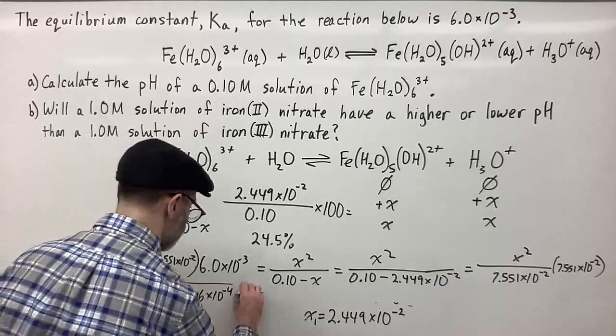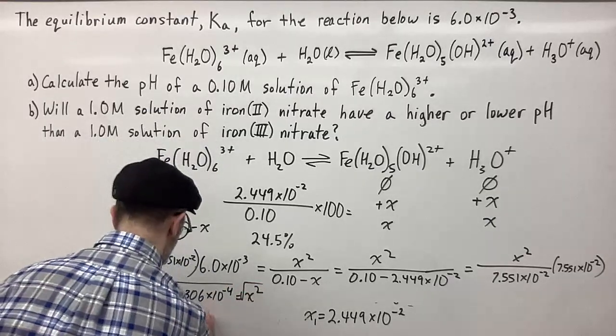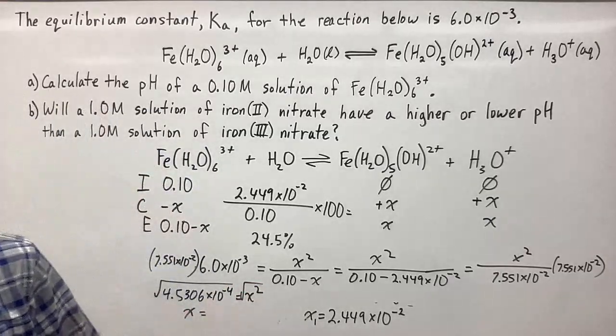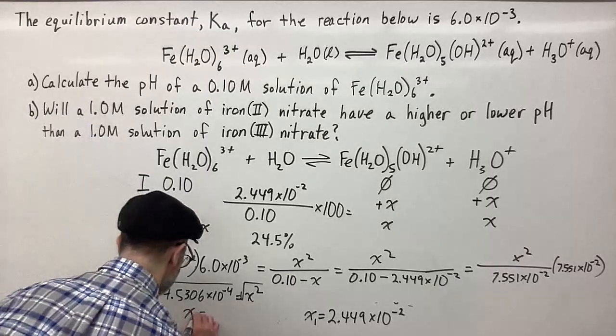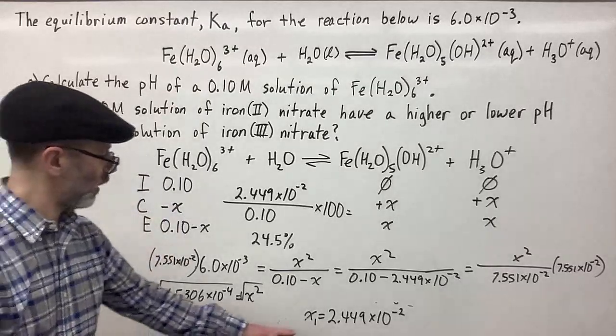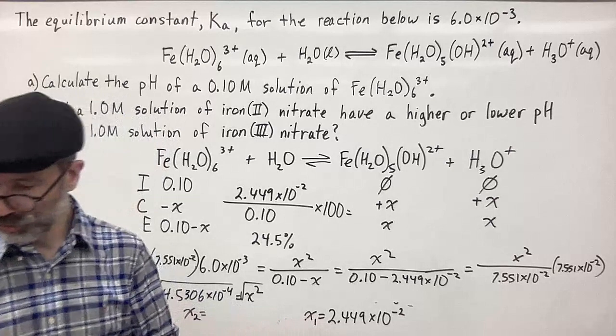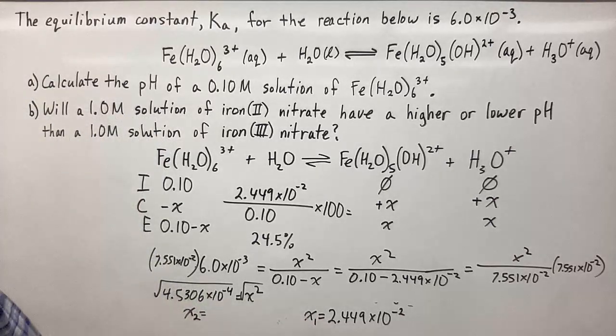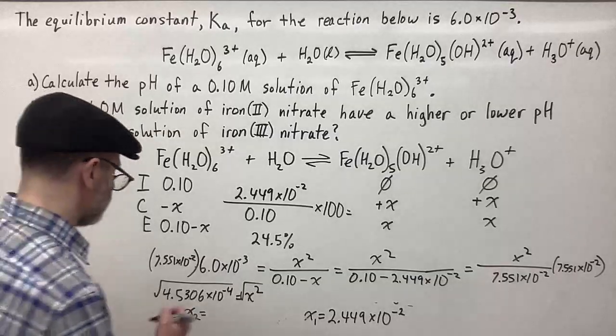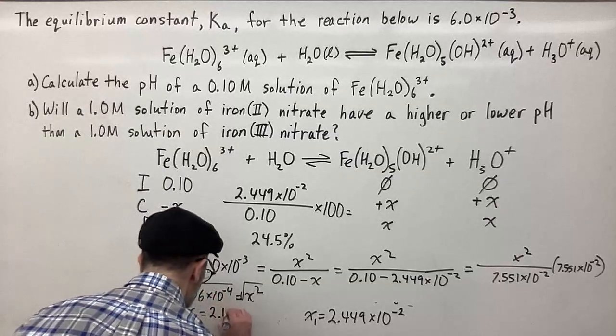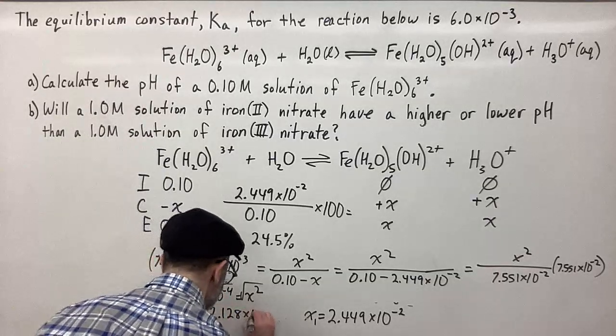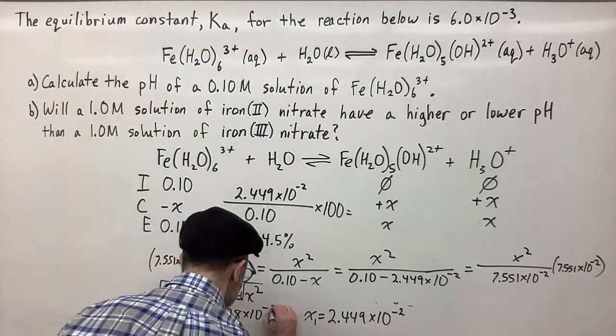Take the square root of both sides. And now x is equal to, this is going to be the second iteration, so x2. So we have x1, x2, and then what do I get for x2? 2.128 times 10 to the negative 2.